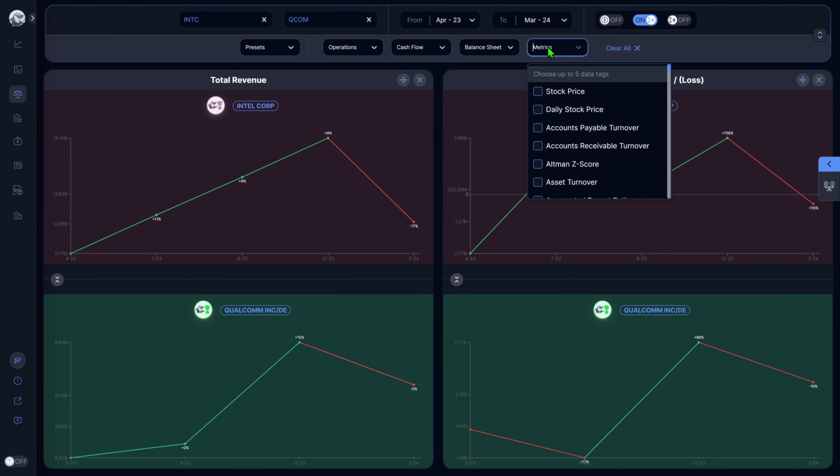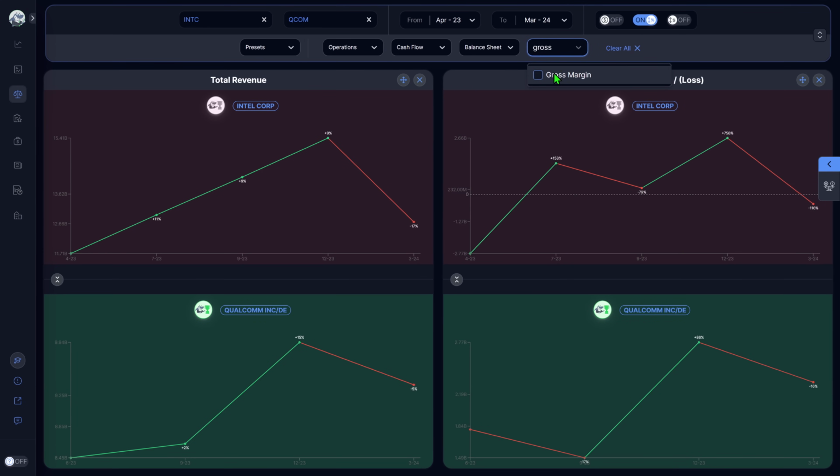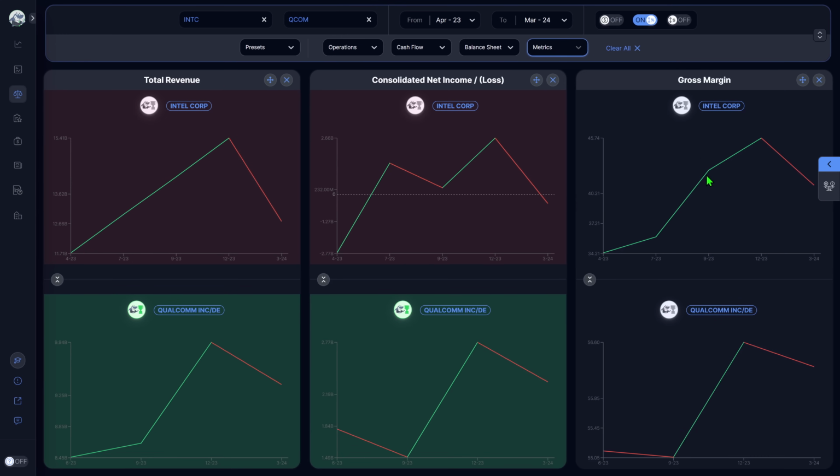Gross profit margin. Intel's gross profit margin is down 10% to 41%. Qualcomm's gross profit margin is down 0.58% to 56.3%. Qualcomm did less worse.